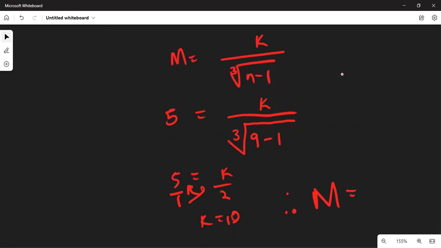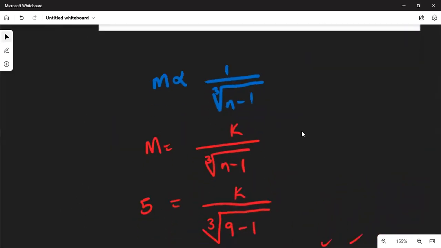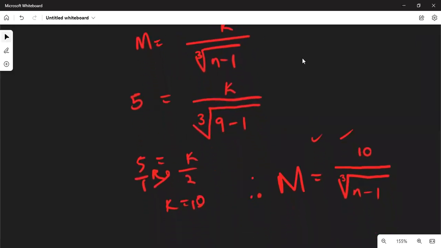All right, where we said our K is 10 now, and the rest is just going to repeat as it is. So it's going to be the cube root of n minus 1. Okay, so that's what you're going to have, just like that from your variation, guys. I think if you can relate from your O-level mathematics, you can actually have a lot there.